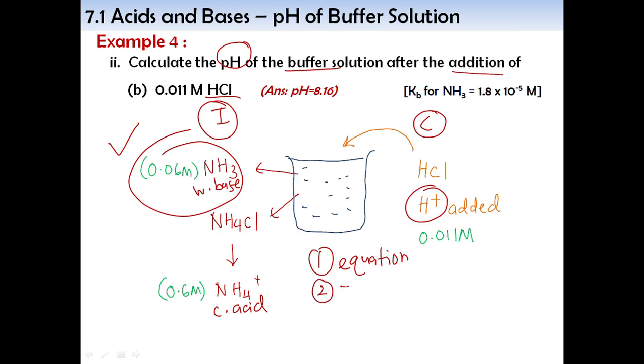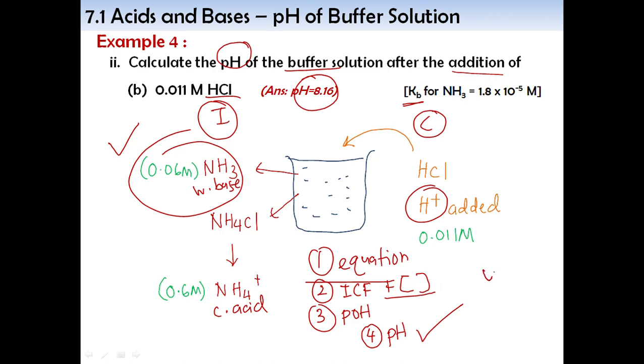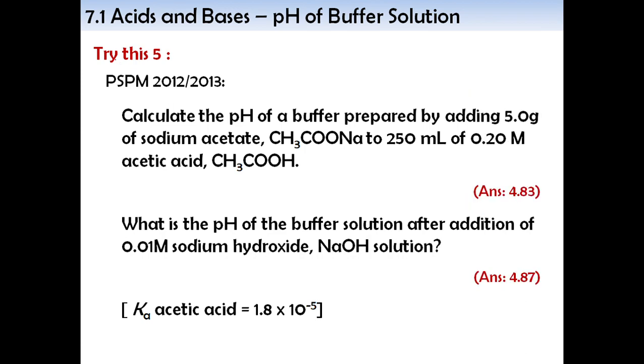Second step, construct the ICF table and please find the final concentration. Third step, by using the final concentration, put it into the Henderson-Hasselbalch equation to find the pOH since this is a base. Once you have the pOH, then you can get the pH value. Please complete it, did you get the answer? Upload your answer. For example 4, I want you to do question 2. Upload your answer, okay? Almost there. This is the last part for part 2.